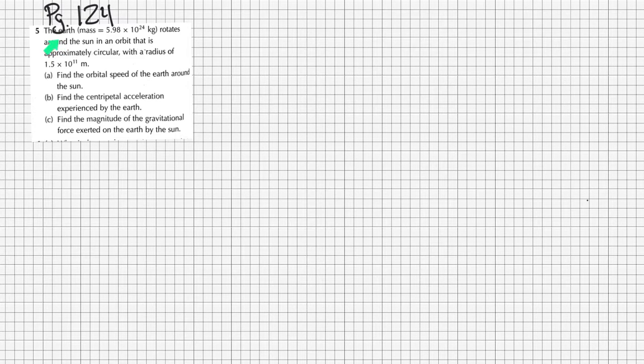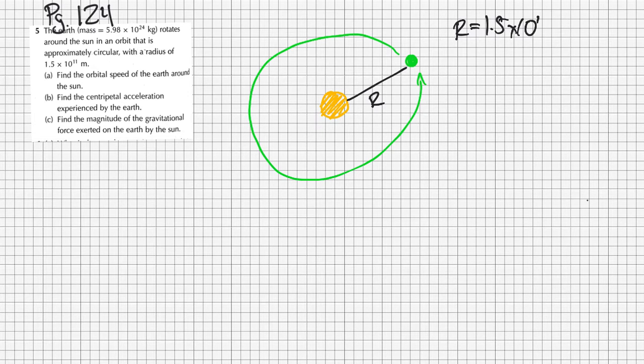So question 5 says that the Earth with a mass of 5.9 times 10 to the 24 kilograms rotates around the sun in an orbit that is about a circle with a radius of 1.5 times 10 to 11 meters. So the first thing it asks is for the orbital speed of the Earth around the sun. So if our sun is here at the center, and then our Earth is here, rotating about the sun. The radius here, it says, is 1.5 times 10 to the 11 meters.